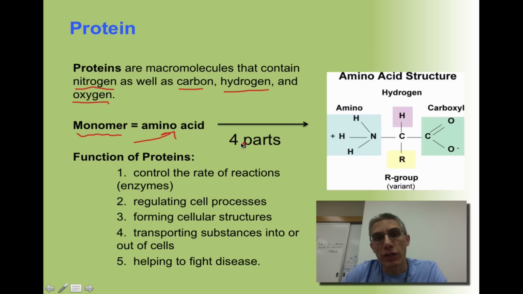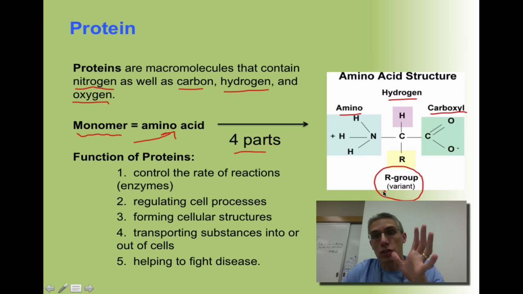Now, the amino acid here actually contains 4 parts. It contains a hydrogen, an amino group, a carboxyl group, and then you have a group right down here. If you notice, it says variant, basically meaning that all of the amino acids that are used to put together a specific type of protein will have these 3 parts. They'll all be exactly the same in reference to these 3 parts, but this is the part that's going to vary between the different types of amino acids that are used to make that protein.